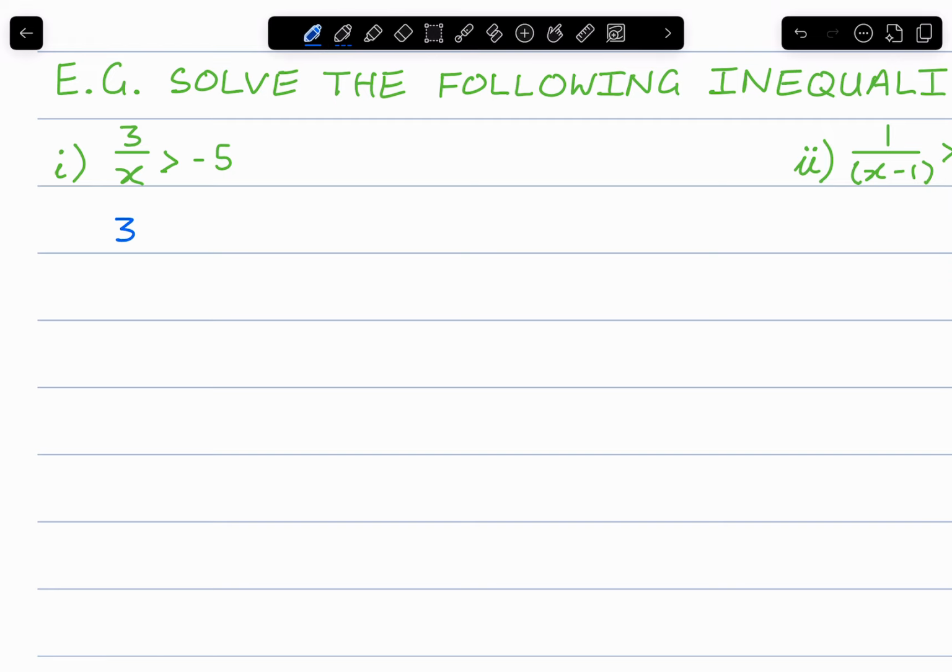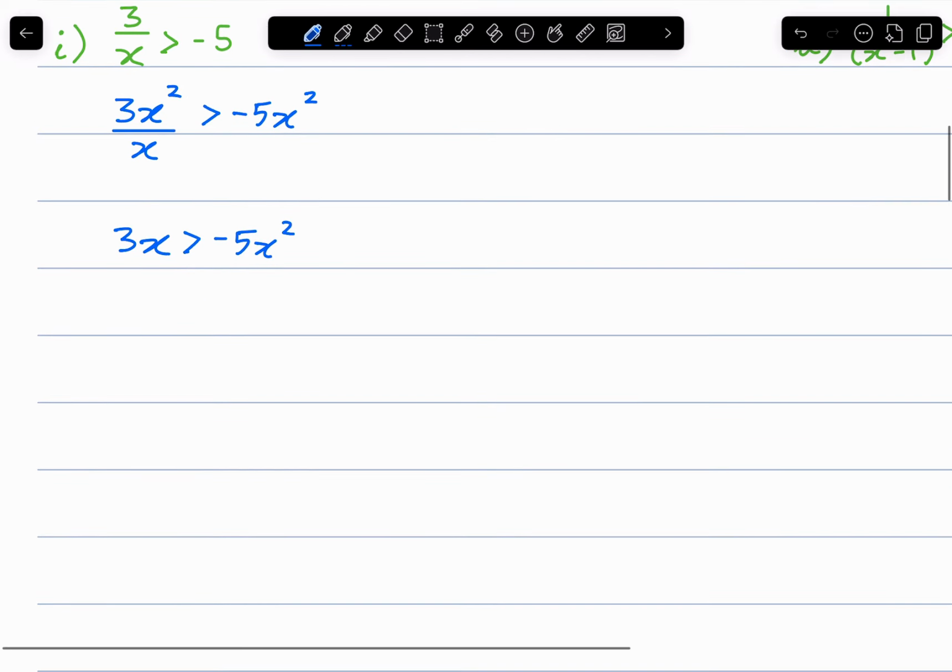The left-hand side multiplied by x squared becomes 3x squared on x. Notice how this can now remain the same because x squared is definitely positive when we multiply by x squared. Minus 5x squared. This would allow these two to cancel, leaving us with 3x is greater than negative 5x squared. And this can simply now just be solved like we did in the previous examples.